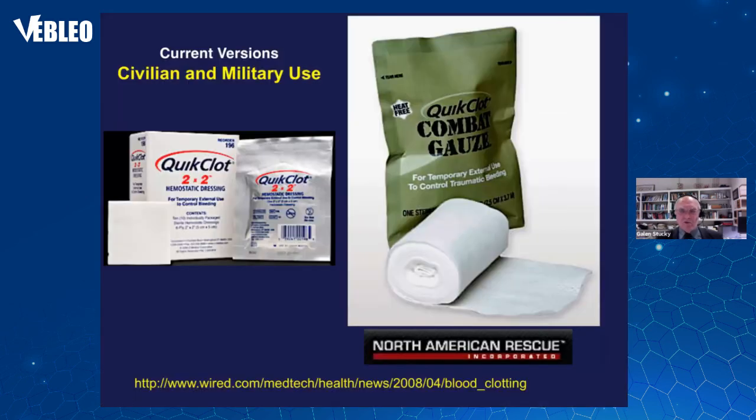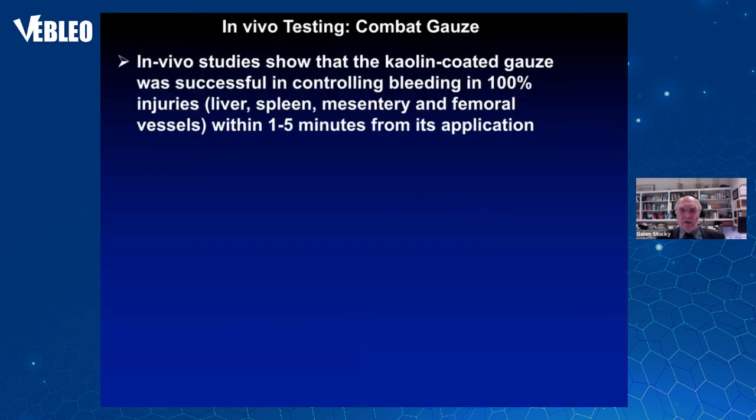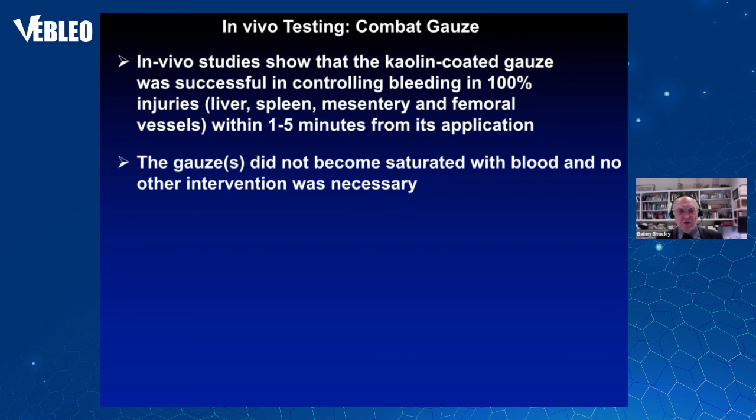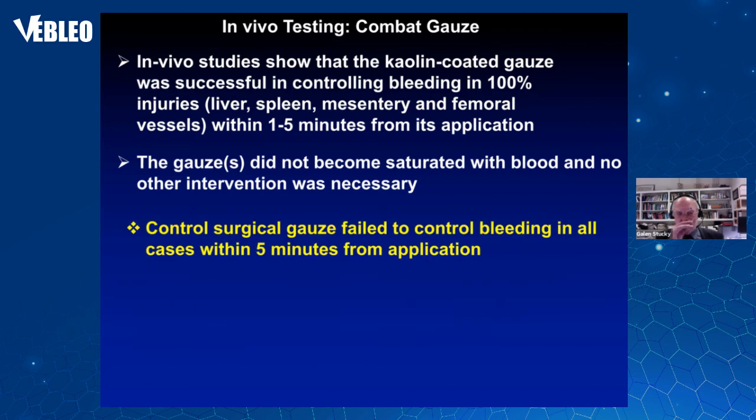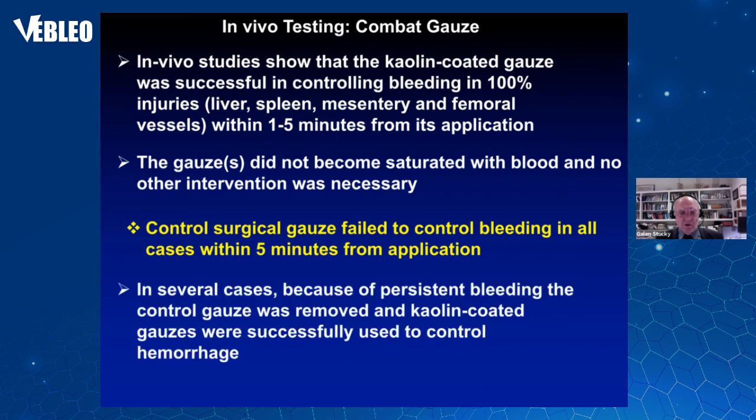So that led to this compact gauze, which was formulated. And here are some results. In vivo studies showed that kaolin-coated gauze controlled the bleeding in 100% of injuries, liver, spleen, mesentery, and femoral arteries, within 1 to 5 minutes from its application. The gauze did not become saturated with blood. No other intervention was necessary. The control surgical gauze failed to control bleeding in all cases within 5 minutes from the application. And in several cases, because of persistent bleeding, the control gauze was removed and the kaolin was then applied.